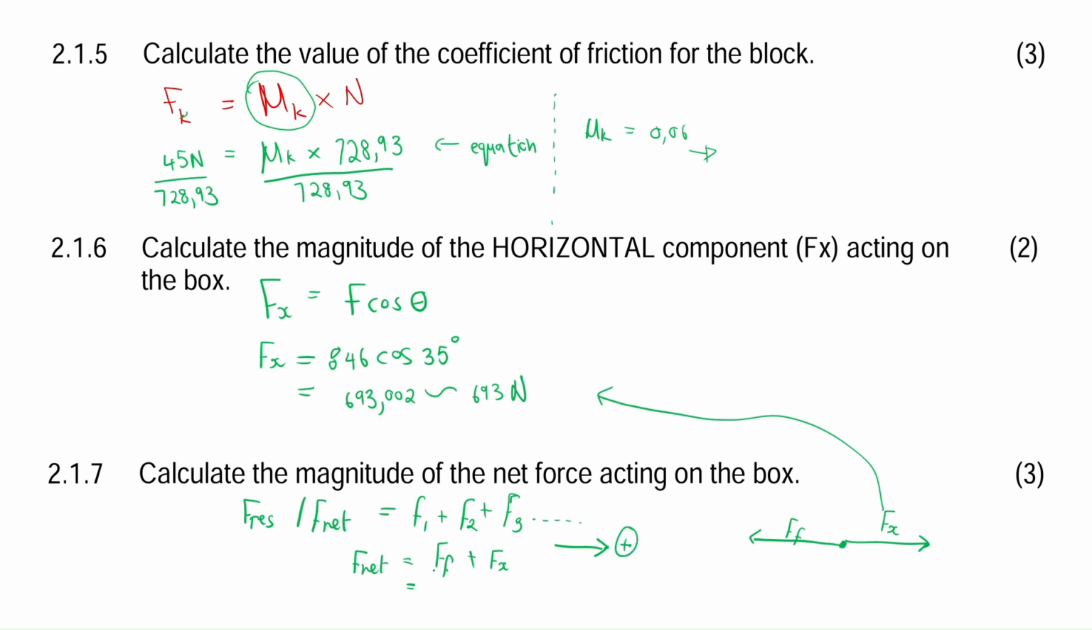So with that done, the force of friction is acting to the left, and we know that the value of the force of friction is 45 newtons, and because it's acting in the left, we are going to go negative 45 newtons plus the x component we already calculated over here, 693 newtons, and my answer for the net force is going to be 648 newtons.